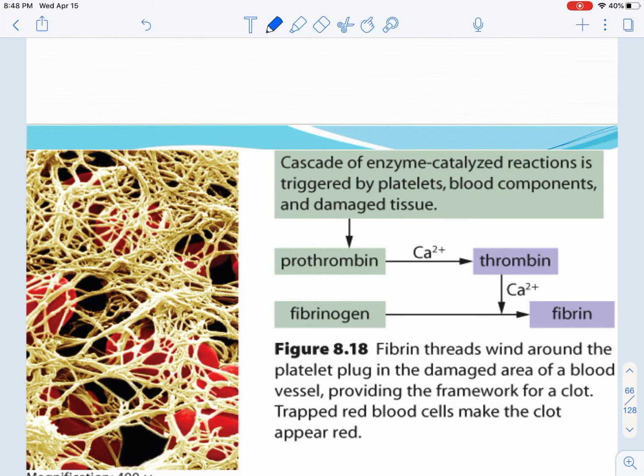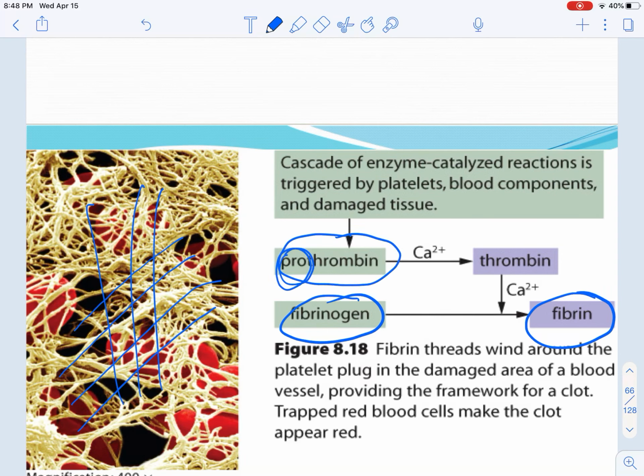So if you've had a cut and it stopped bleeding, that's because these fibers were formed and they stopped the blood cells from leaking out. Those fibers are called fibrin, and they are formed from this inactive molecule called fibrinogen. So I always think of the clotting reaction from how fibrinogen turns to fibrin, and in order for that to happen, the molecule prothrombin, which is the inactive thrombin, turns into thrombin. So when prothrombin turns into thrombin, it causes fibrinogen to turn into fibrin.